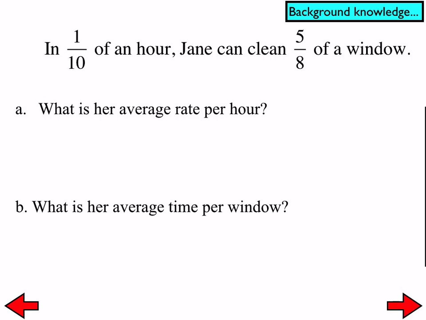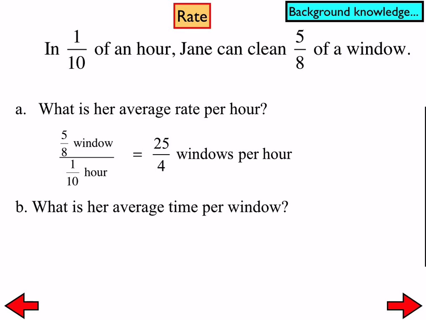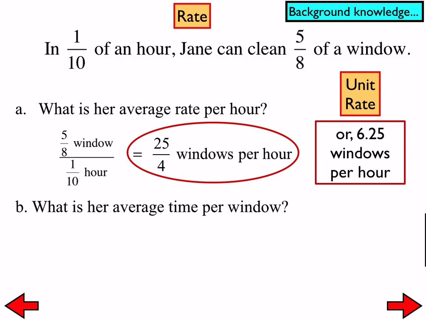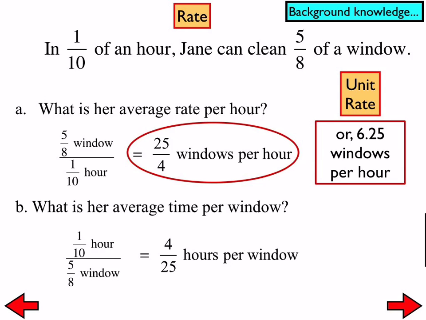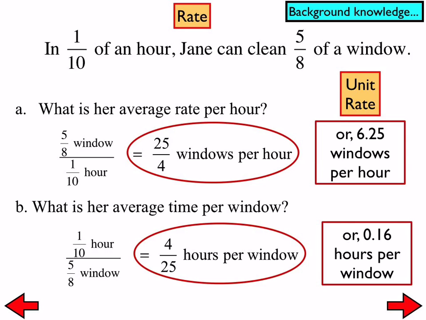Here was a problem we did yesterday, and I had you find the unit rate both directions. In other words, with the given rate there, you had to find first how many windows per hour she could clean. And so that would be 5/8 of a window divided by 1/10 of an hour. And that gives us 25/4 windows per hour for that unit rate. And then the other direction, how many hours per window? We would find that by dividing 1/10 of an hour divided by 5/8 of a window. And that gave us 4/25 of an hour per window. Okay? Sometimes the unit rate makes sense in both directions, sometimes not.